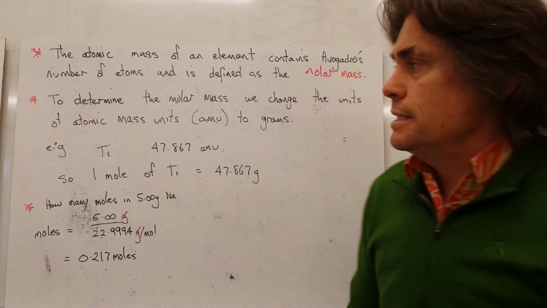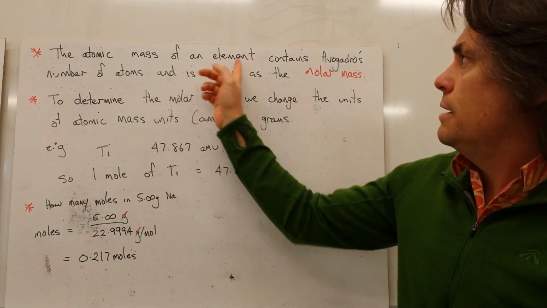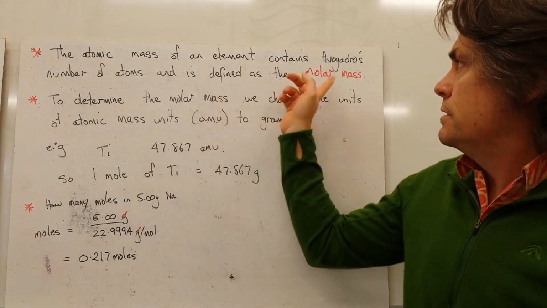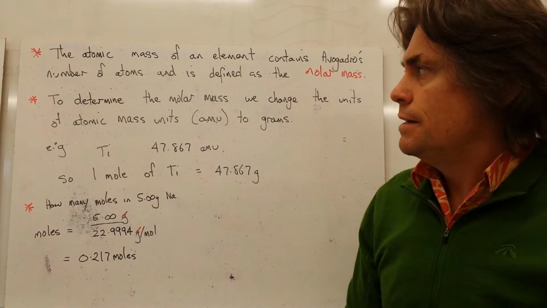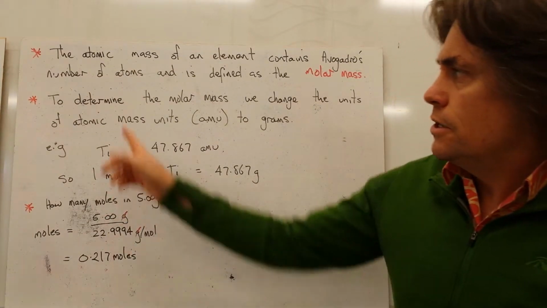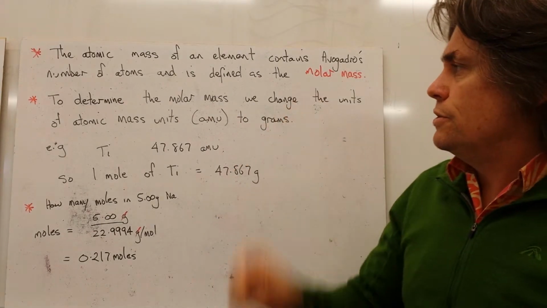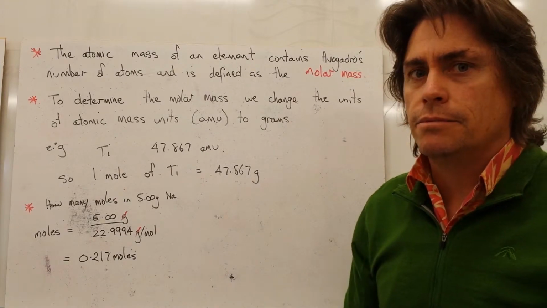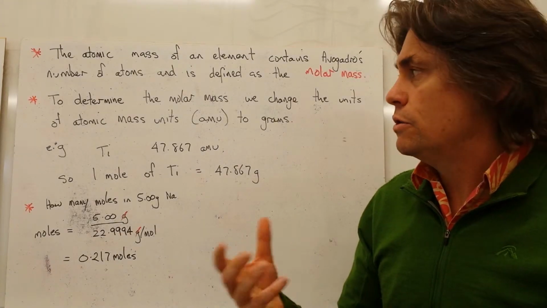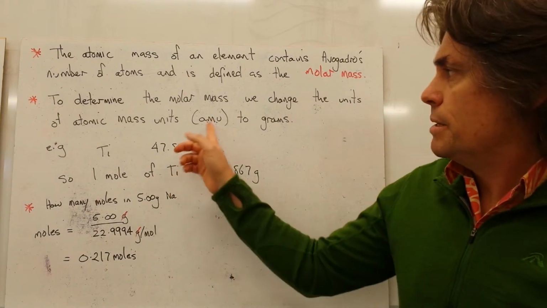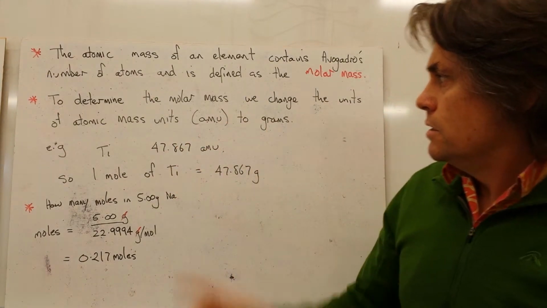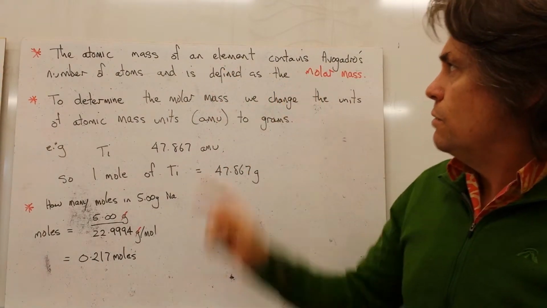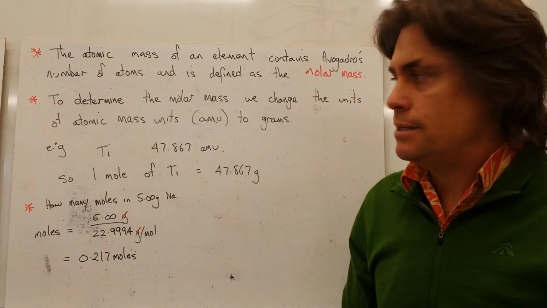So we say the atomic mass, or what we can actually measure, for any element contains Avogadro's number of atoms in any element, and is defined as the molar mass if we measure the mass of that particular number of atoms. So to determine the molar mass, we change the units that we have on our periodic table, which are known as atomic mass units, and they're a comparison between the total mass of the protons and neutrons, atomic mass units, to grams. So we can do this because we assume when we're talking about 1 mole, or the molar mass, we're always talking about Avogadro's number of atoms.